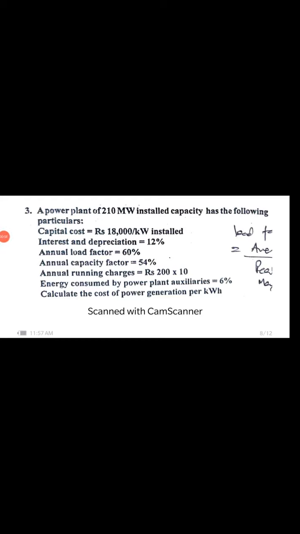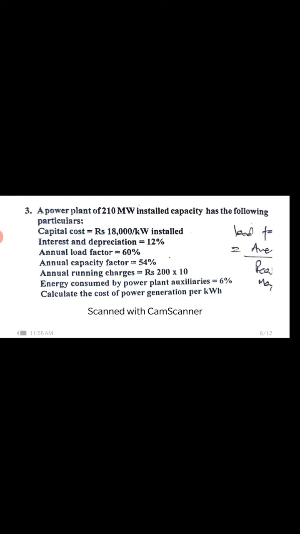The annual running charges are rupees 200 into 10 raised to 6. And energy consumed by the power plant auxiliaries is 6%. So we have to calculate the cost of power generation per unit, that is per kilowatt hour.